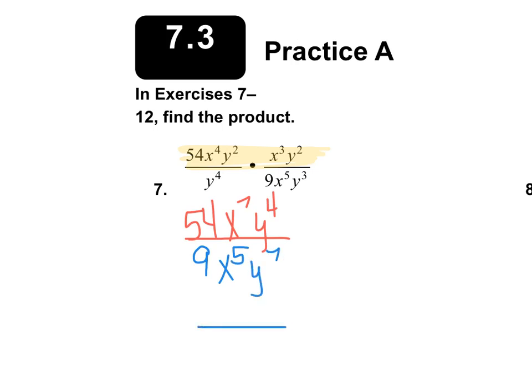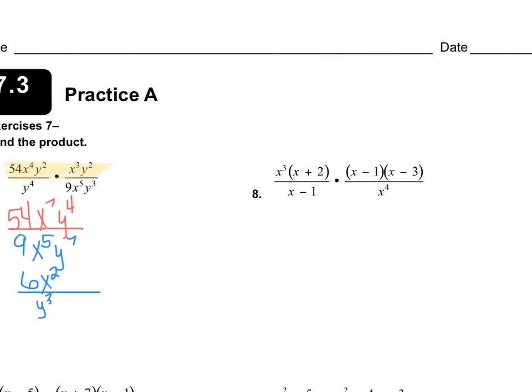When we go to simplify that, 54 divided by 9 is 6. We're going to put that in the numerator. x to the seventh divided by x to the fifth is x squared. That goes in the numerator. And then y to the fourth divided by y to the seventh is y to the third in the denominator. And you can't combine your x's and y's, so that's as much as you can do.